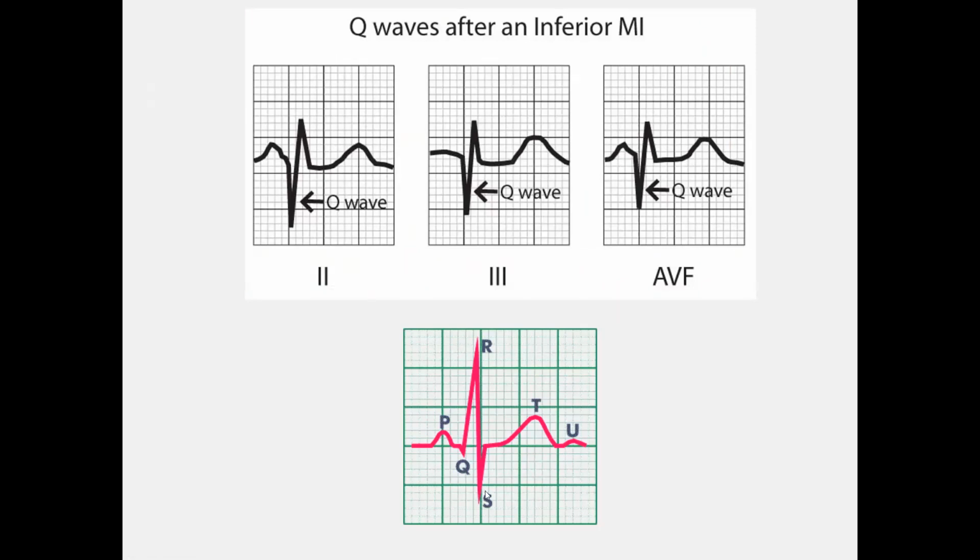So here we have a normal Q wave, so you can see it's less than 2 little boxes. And here we have a very pronounced Q wave, right? It's like 8 boxes.